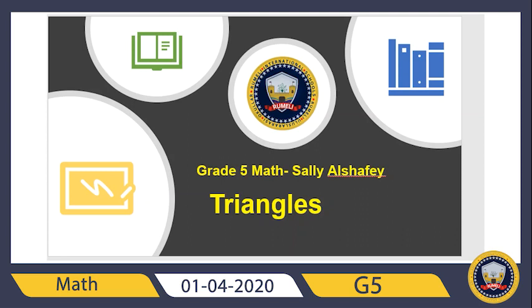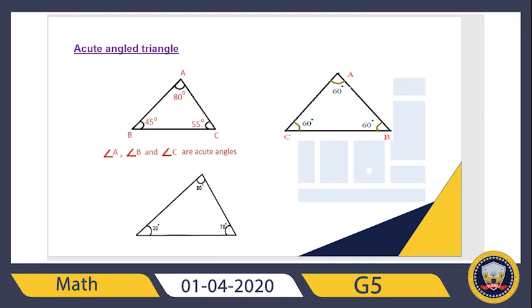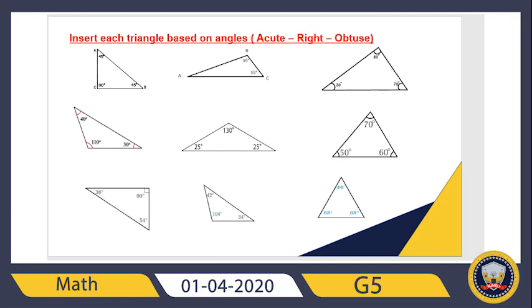First, we understood how to classify the triangles based on the side length, and then we started going for another type of classification, which is how to classify the triangles according to their measure of angles. We already did yesterday half of this exercise, so we're gonna resume from here. Let's read the question again. Classify each triangle based on the angles: acute, right, or obtuse.